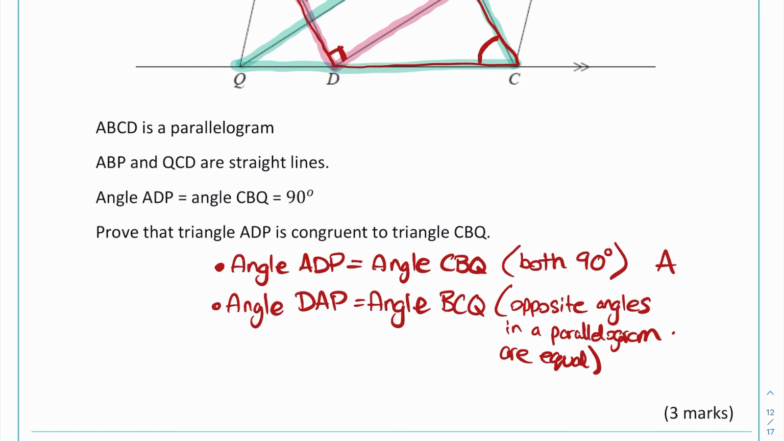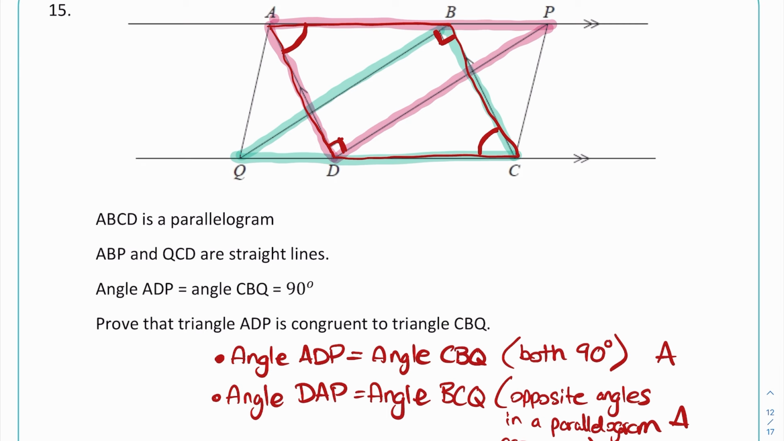There we go, and that is another angle. Now, you can't prove congruency with 3 of the same angles. You can prove similarity with that, but we don't know that they are congruent unless they share a side that is the same length. So I need to find a side now.